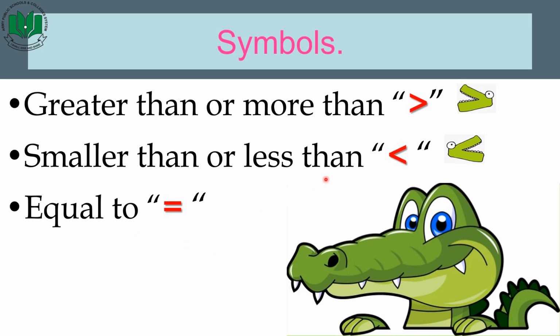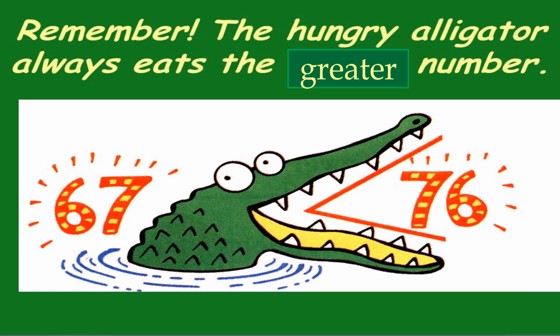Students, you can see an alligator over here. Can you tell me what does alligator eat? Does it eat big things or small things? Let's think about it. Obviously, alligator eats big things. So remember, the hungry alligator always eats the greater number, like 76. Students, look at this picture. 67 is less than 76 and this is the sign of less than.